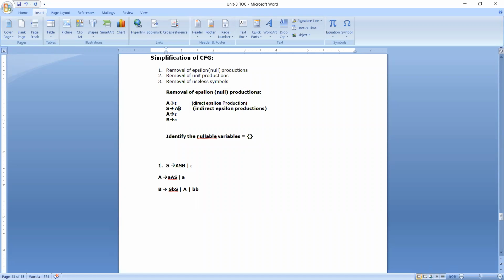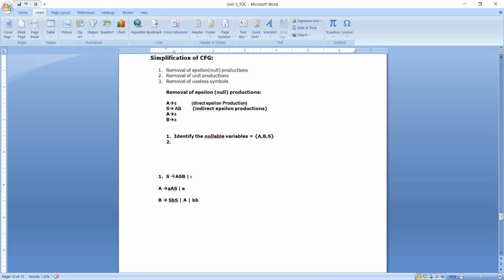So nullable variables are those which are directly producing the epsilon productions, like capital A, or here capital B, or are indirectly producing the epsilon production. What is indirectly producing the epsilon production? Capital S. Now we need to add all those nullable variables to our list. Okay. Then the next thing we have to do is, now we need to remove. So this is the first step of our removal of epsilon production process.